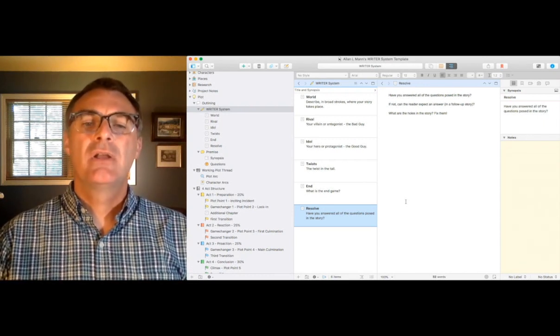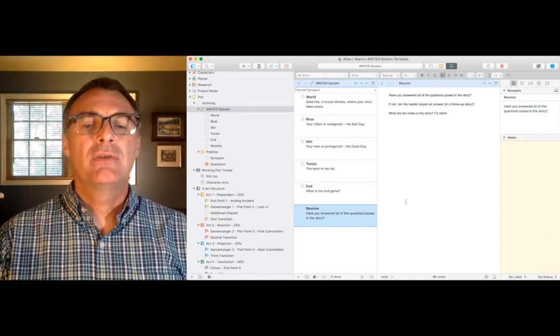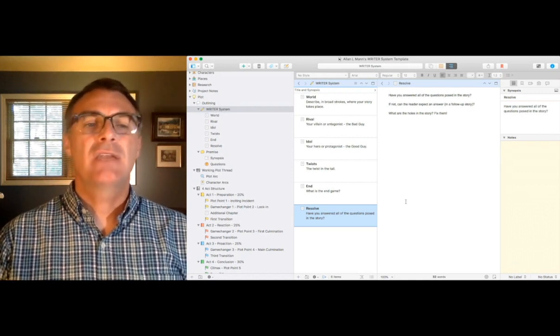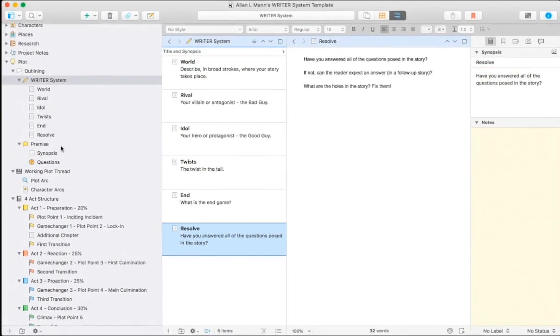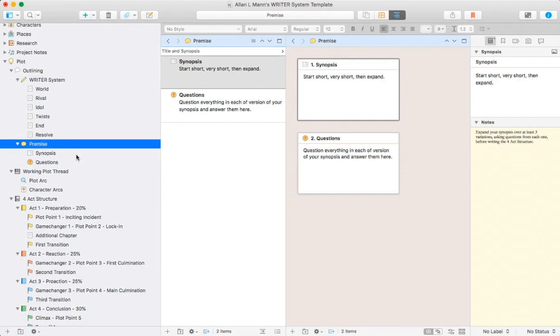Now, once you have all of those filled out and completed and just fleshed out a little bit, we then move on to the other part of the outlining side of things, and that's the premise. How do we create a premise for your story? Well, we do that one of a couple of ways.